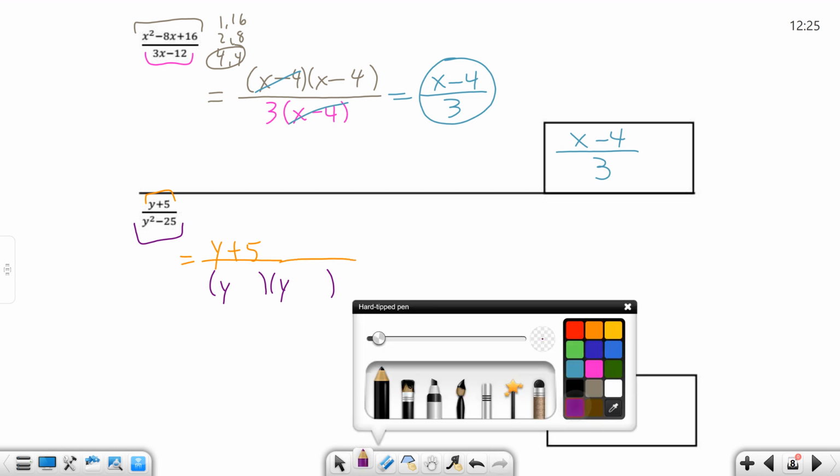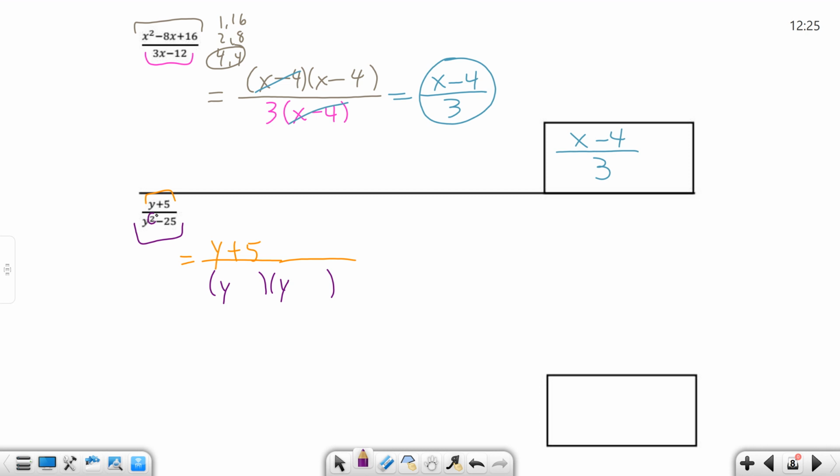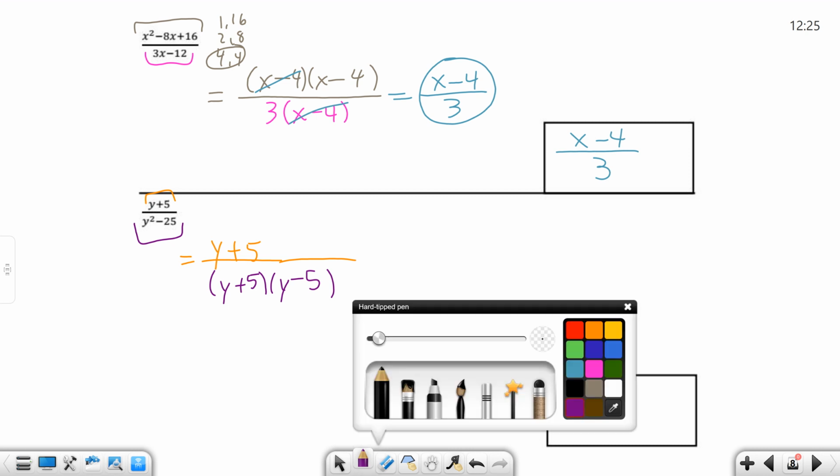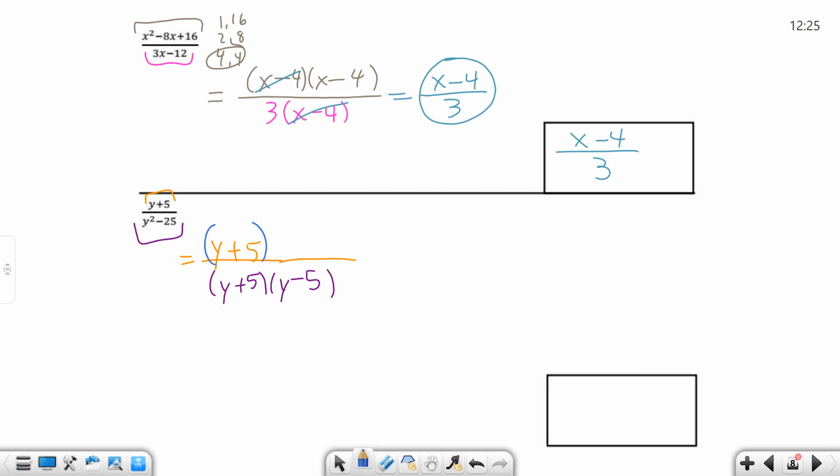There's no GCF. And the reason I'm doing this is because even power, minus sign, and a perfect square, that says difference of squares. So y's, and then you have 5's, and one's a plus and one's a minus. And remember that this is understood to be in parentheses. So that means that this and this divide out, and I'm left with just y minus 5. But again, it's in the denominator. If I divide everything out, it's 1.